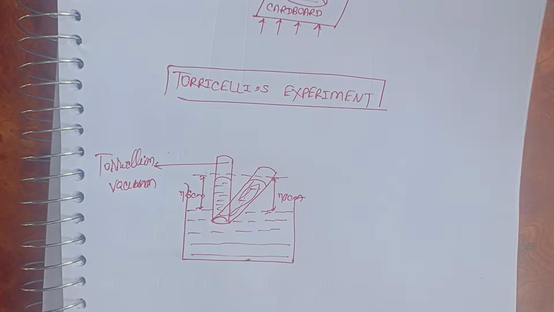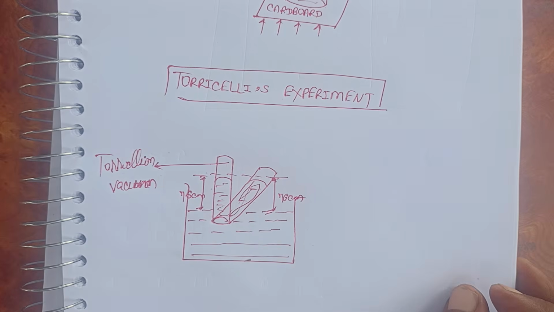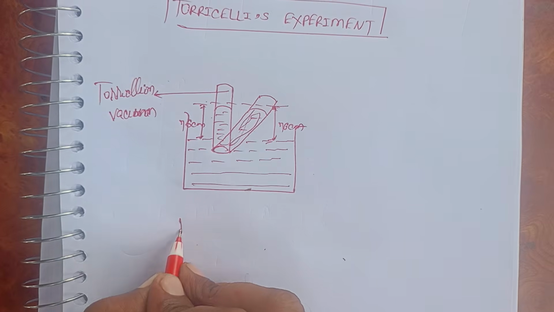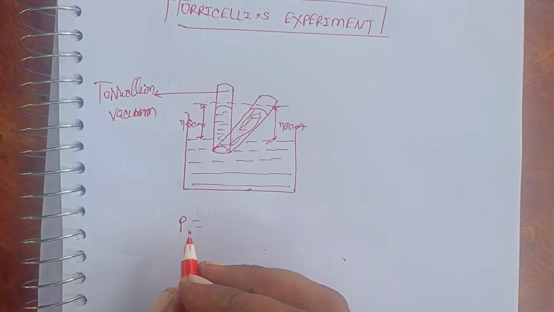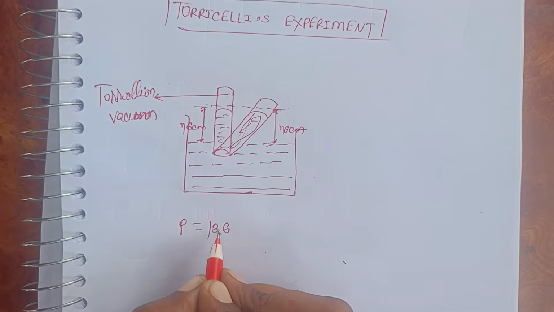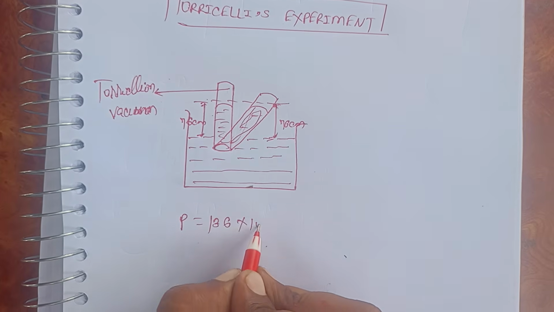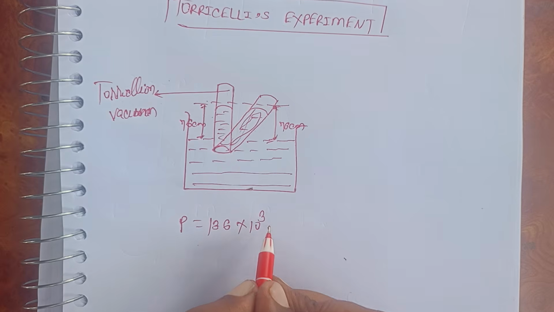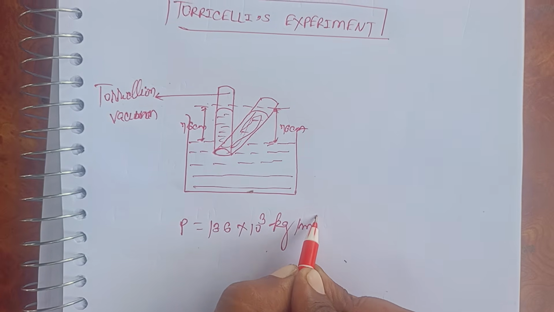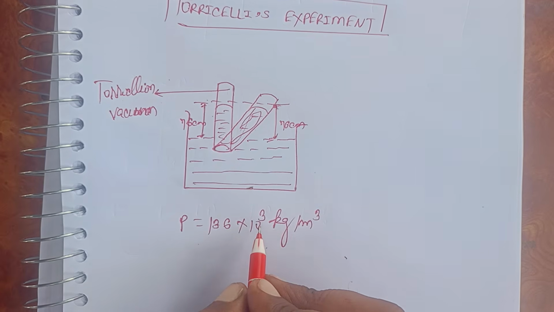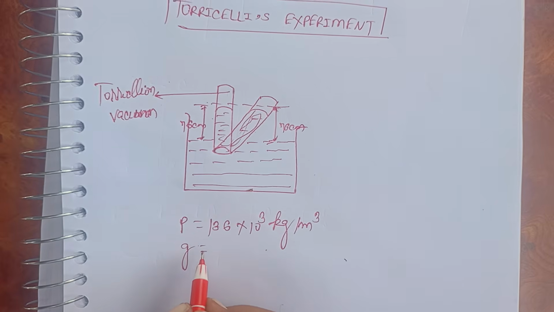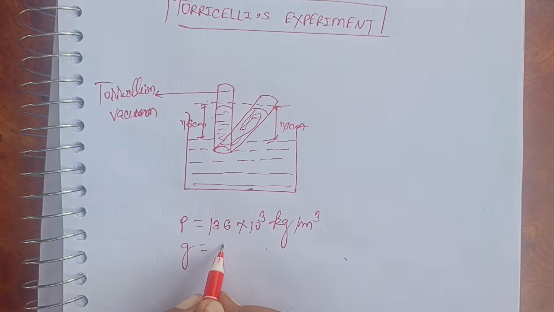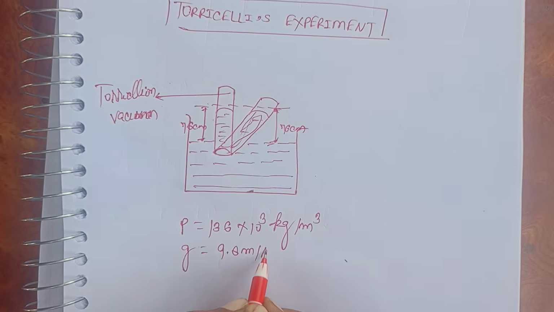At sea level, atmospheric pressure is the pressure exerted by 0.76 meter of mercury column. So h is equal to 0.76 meter. The density of mercury is equal to 13.6 into 10 to the 3 kilogram per meter cube, and acceleration due to gravity is 9.8 meter per second square.